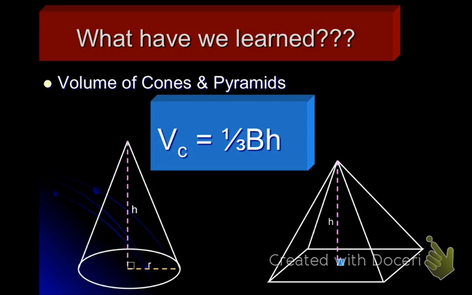So what have we learned today? We've learned that the volume of cones and pyramids can be found using the formula volume is equal to 1/3 of the area of the base times the height.